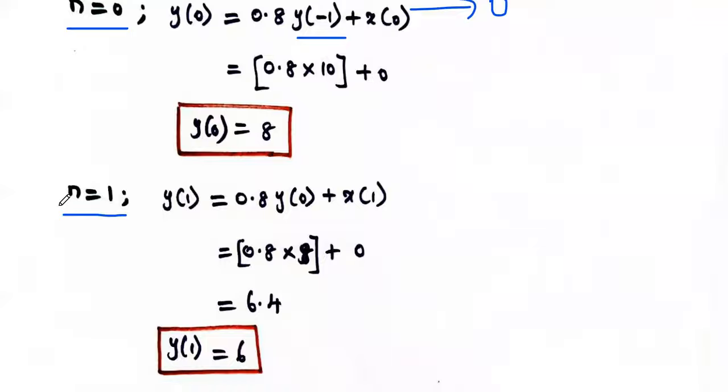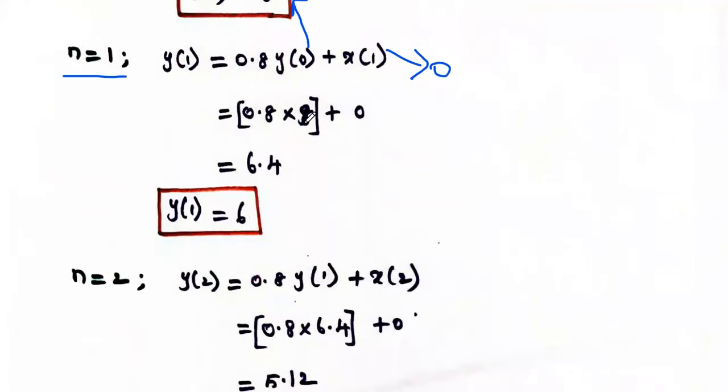At the next time, n equal to 1, we are going to calculate the output. So y of 1 equal to 0.8 y of 0 plus x of 1. So anyway, the input is 0 and y of 0 is just now previously calculated as 8. So 0.8 into 8 plus 0. So the answer is 6.4. So 6.4, if you are performing the rounding process, 6.4 is approximated as 6. So y of 1 is 6.